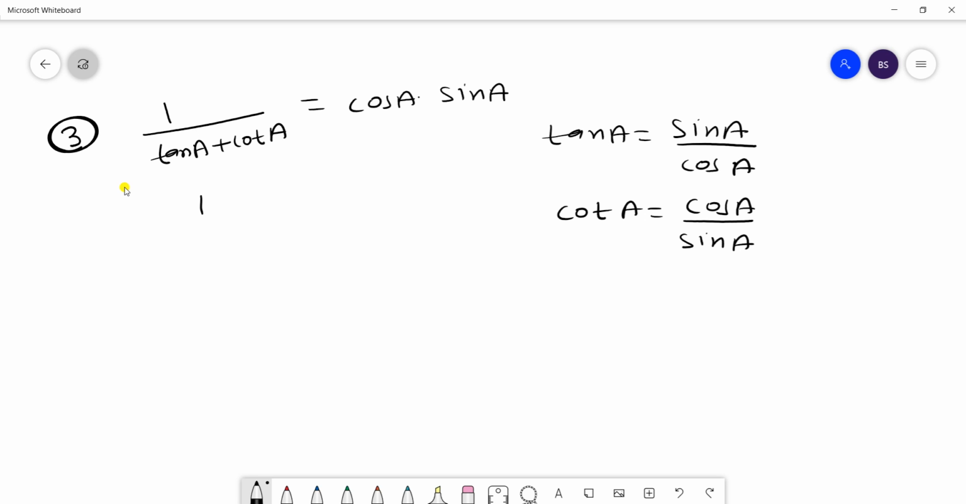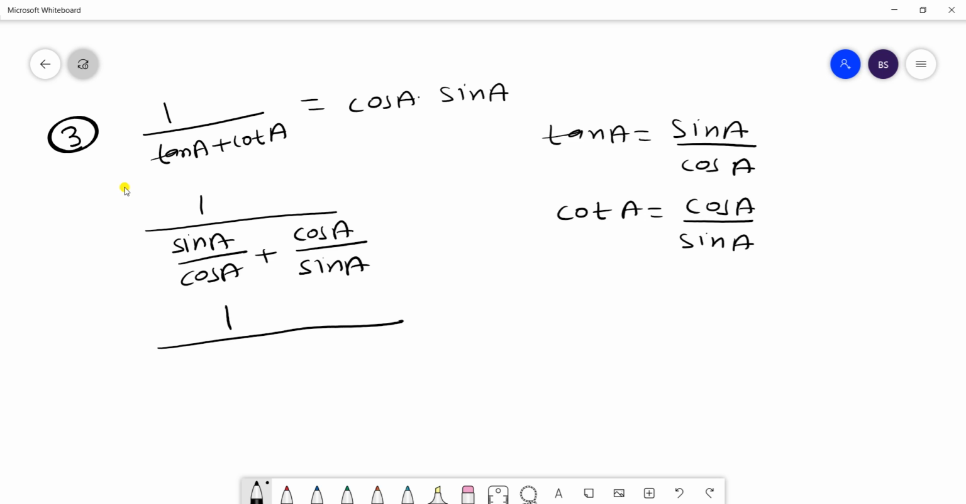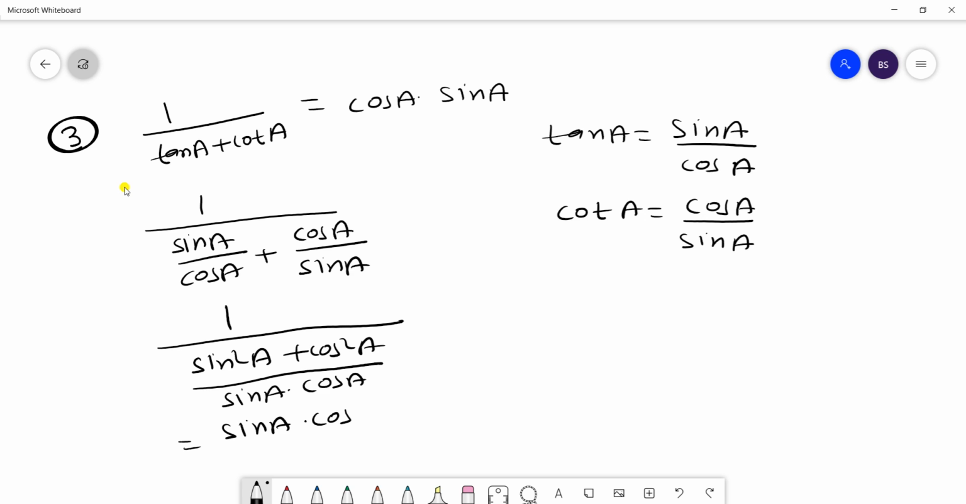Okay, so 1 by tan a, this is sin a divided by cos a. I will write it like this, and cot a is equal to cos a divided by sin a. So 1 divided by sin square a plus cos square a divided by sin a into cos a. Okay, now this is sin a into cos a and divide by 1. So now sin a into cos a is your answer.